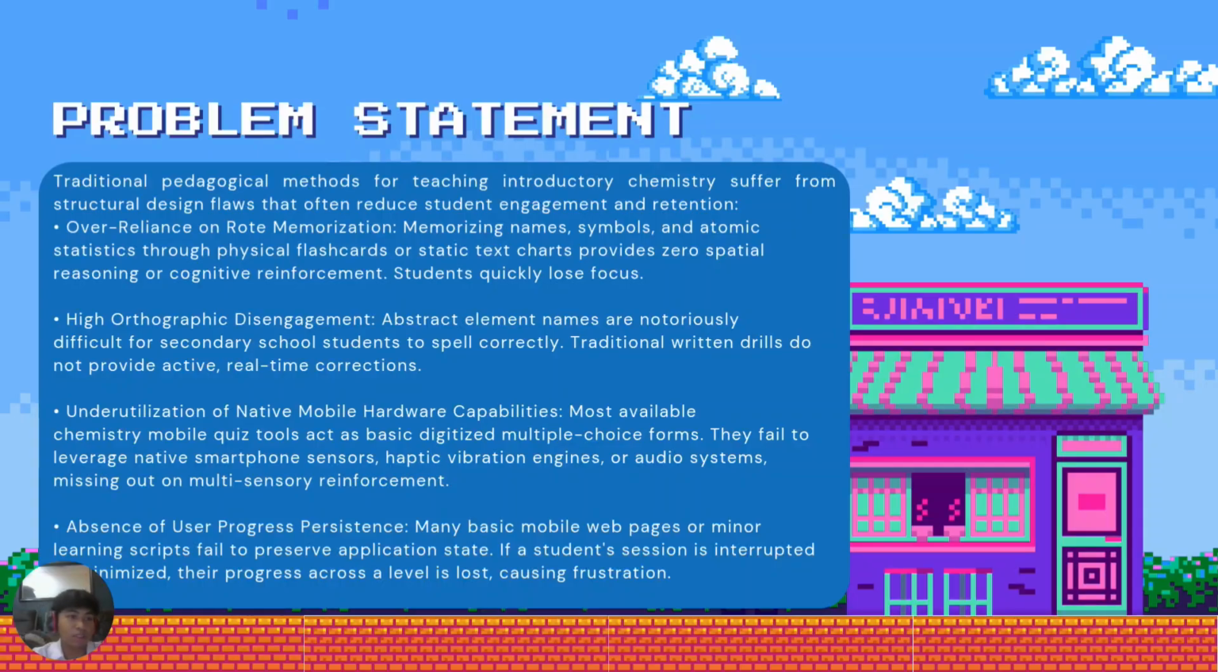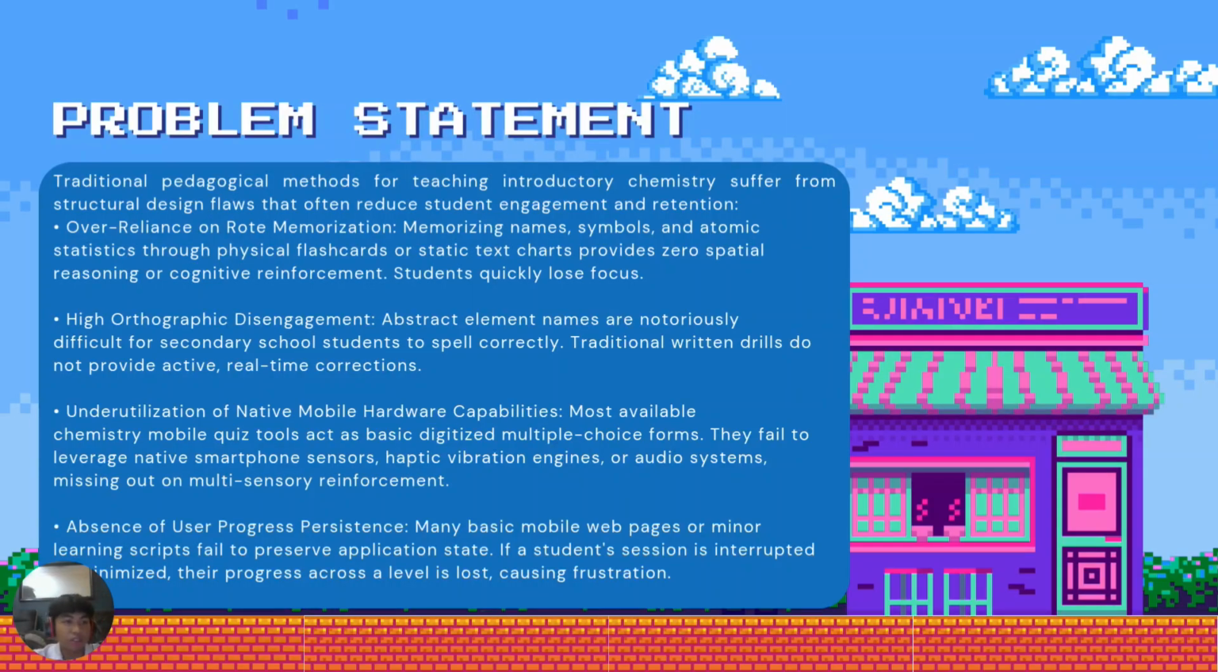The second one is high orthographic disengagement. Abstract element names are notoriously difficult for secondary school students to spell correctly. Traditional written drills do not provide active real-time corrections.